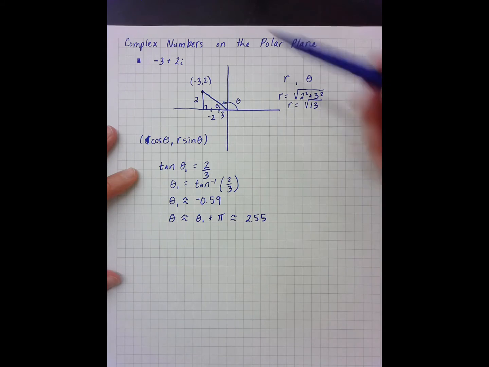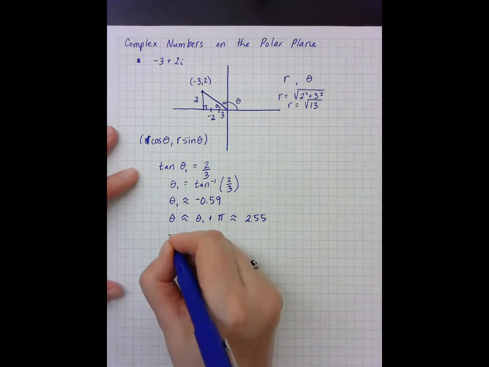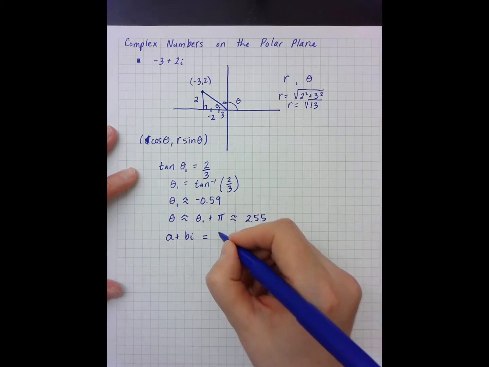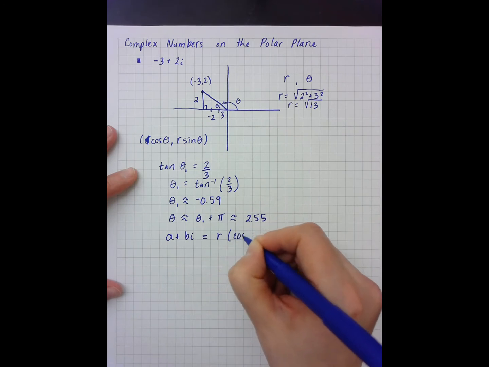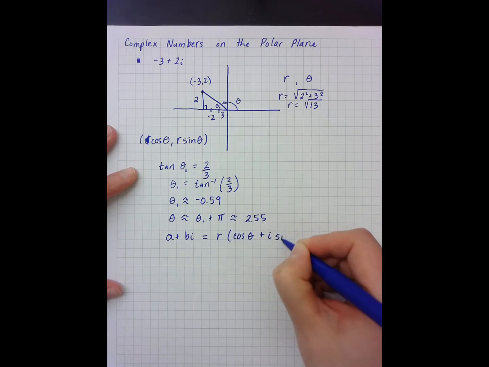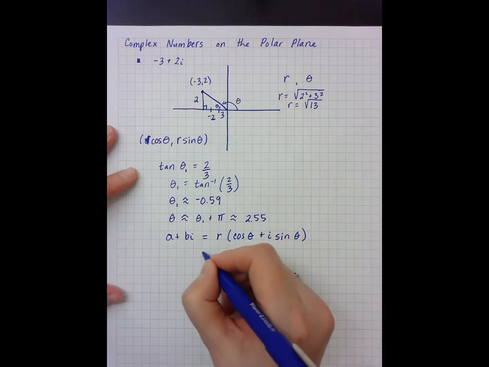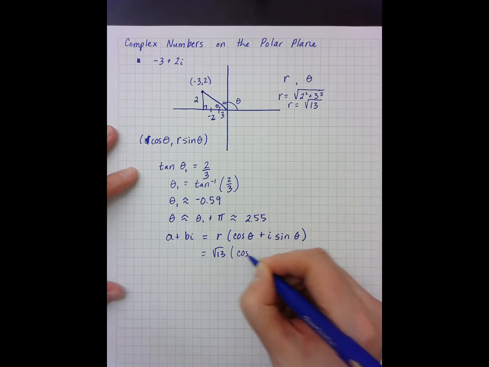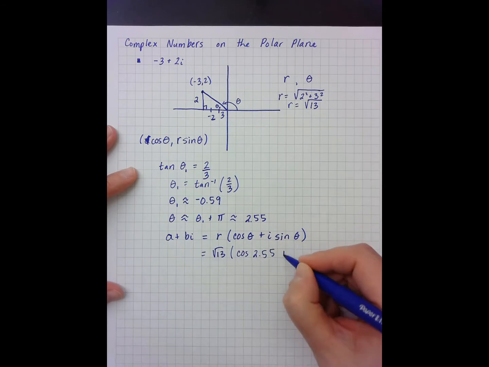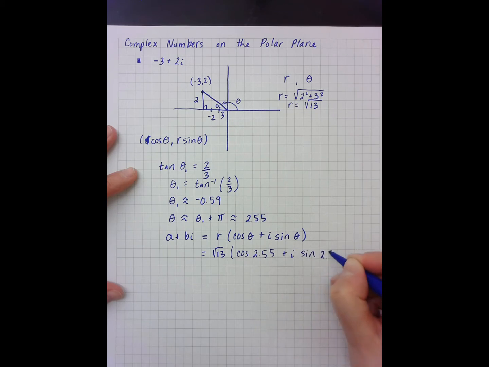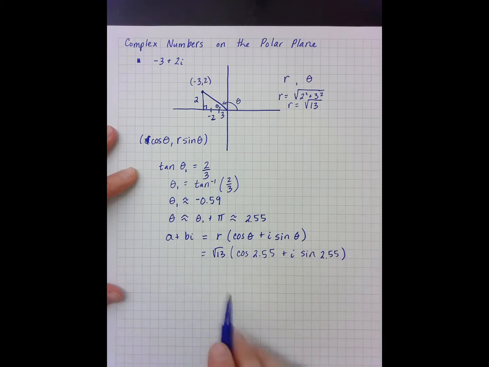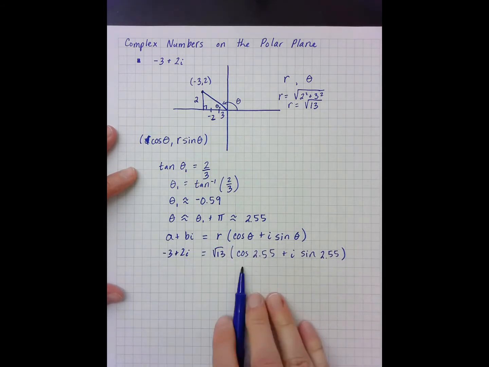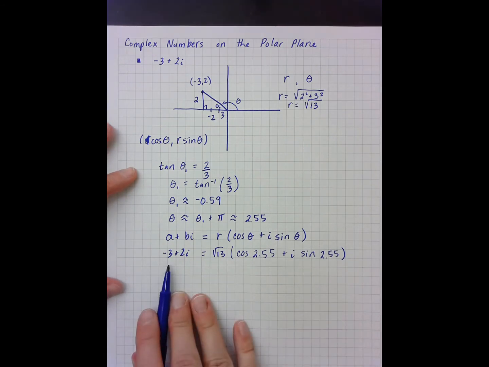So I now can turn this complex number, so any complex number a plus bi, is equivalent to r times cosine theta plus i sine theta. And so in this case, we have root 13 times cosine 2.55 plus i sine 2.55. And it turns out that if I simplified this, I would get -2 plus 3i. I could put these numbers into my calculator, and that is what I would get.